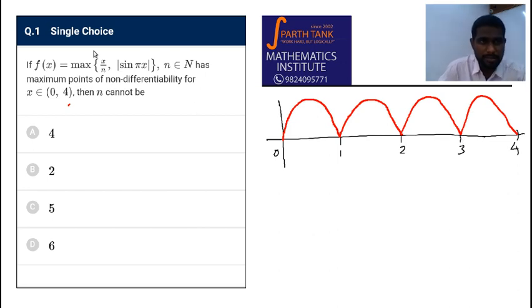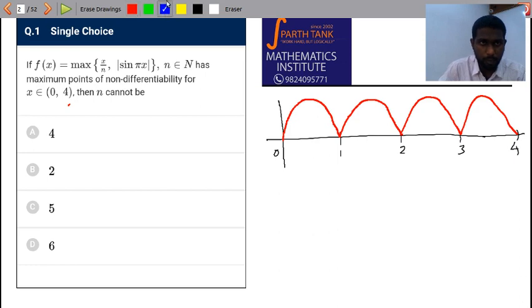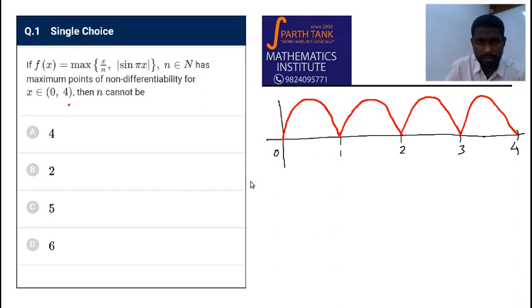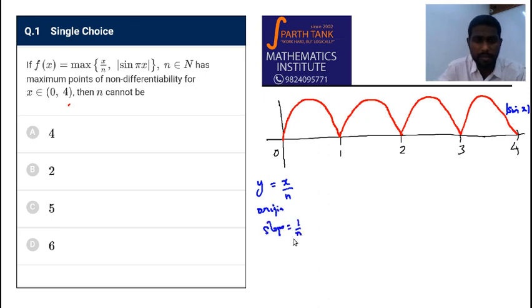So now there is a second function, y is equal to, let us say, sine of mod sine x. Now I am going to draw how y is equal to x by n is going to be. Now it's very simple. This is a line passing through the origin with slope 1 by n, right? So it's basically some line, it will be like this, let us say.